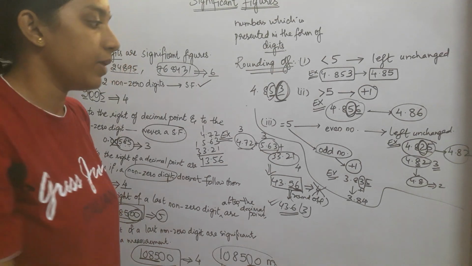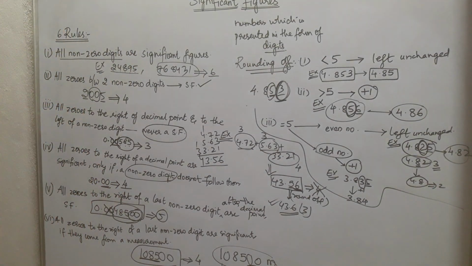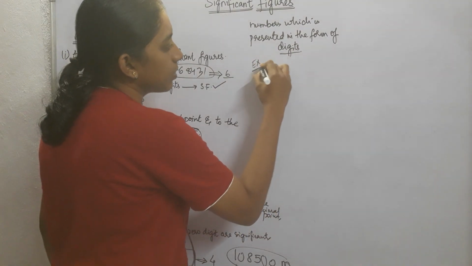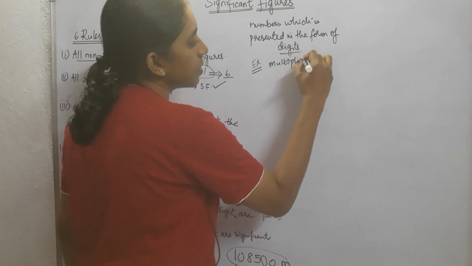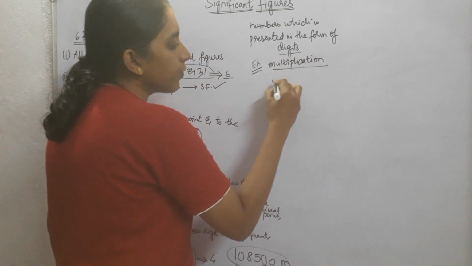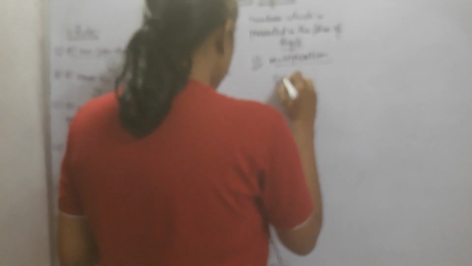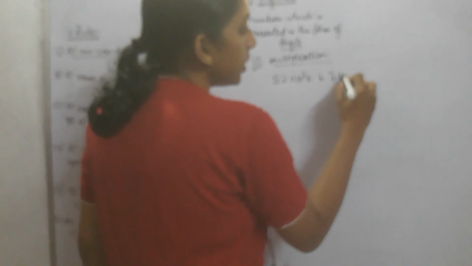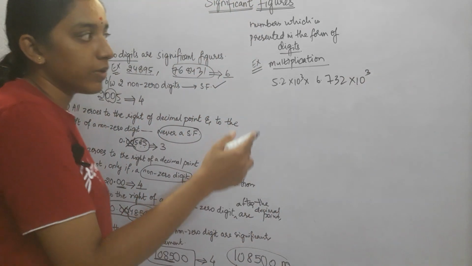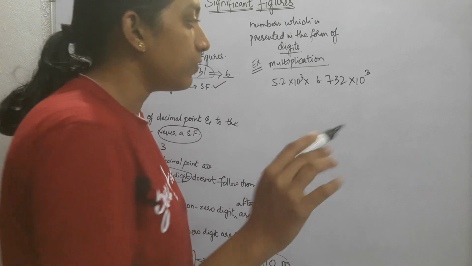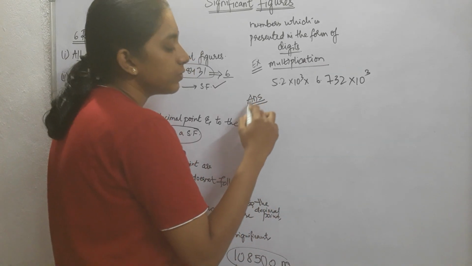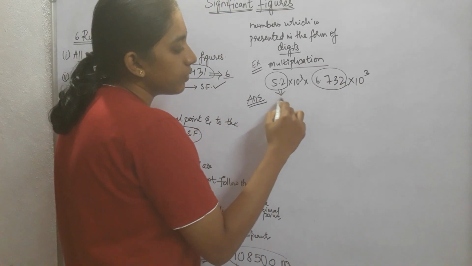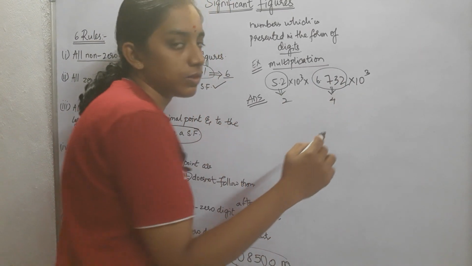What if it is multiplication or division? We'll see how to do it in a multiplication problem. 5.2 into 10.3 into 6.732 into 10 power 3. Now again they will be asking to find the number of significant figures. So how do we do that? First we have to write the number of significant figures in 5.2 and 6.732. Here we have two significant figures. Here we have four significant figures.